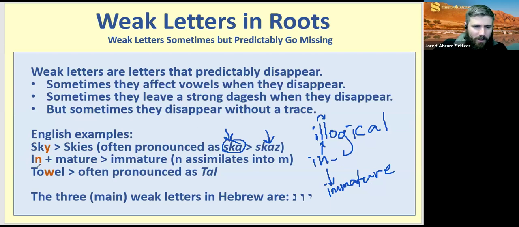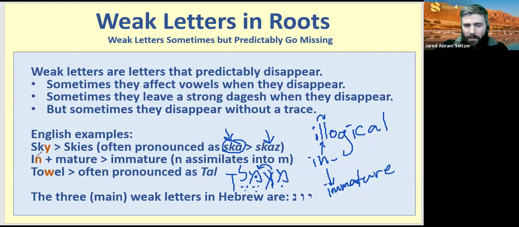We'll get into some examples here in a bit. Here's "in-mature" becoming "immature" because the N predictably disappears and assimilates into the following letter. Same thing happens with Hebrew. If I want to put min onto the next word, what word do I want? Min melech, okay? From a king. This noon is now at the end of a syllable, will predictably disappear and assimilate into the mem as a strong dagesh. Mi melech has a missing noon.